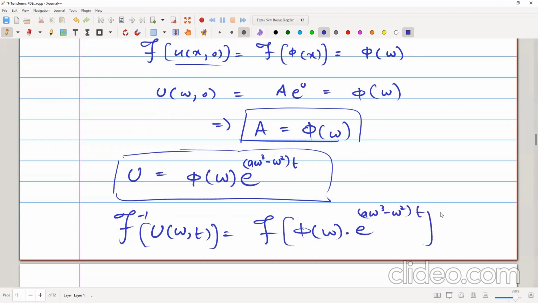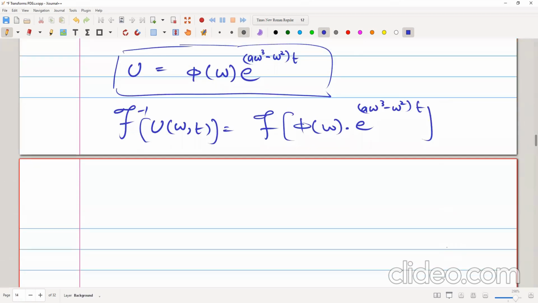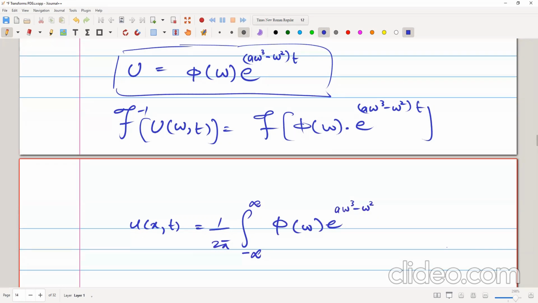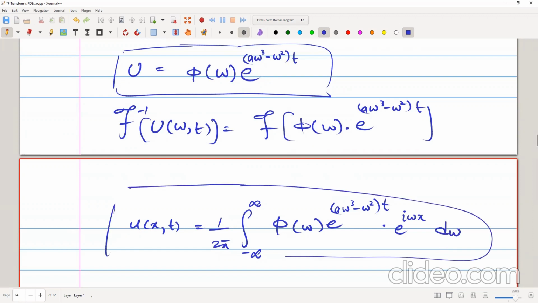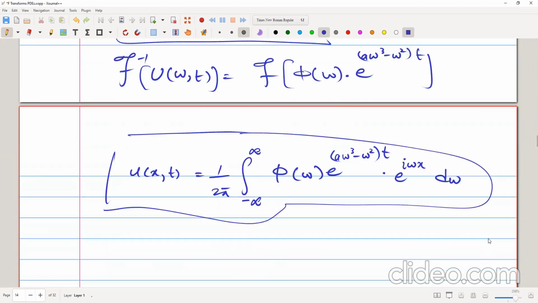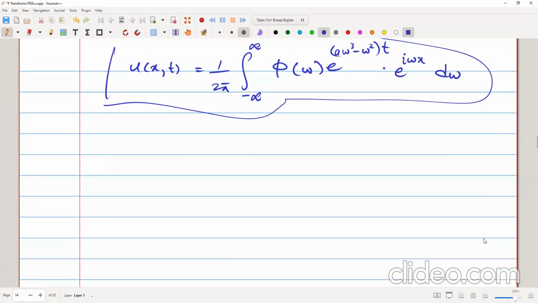And this will be simply u of x comma t equals 1 over 2 pi integral from negative infinity to positive infinity, this whole function e to the power a omega cube minus omega squared t times e to the power i omega x d omega. So this is the solution for this equation. All right.